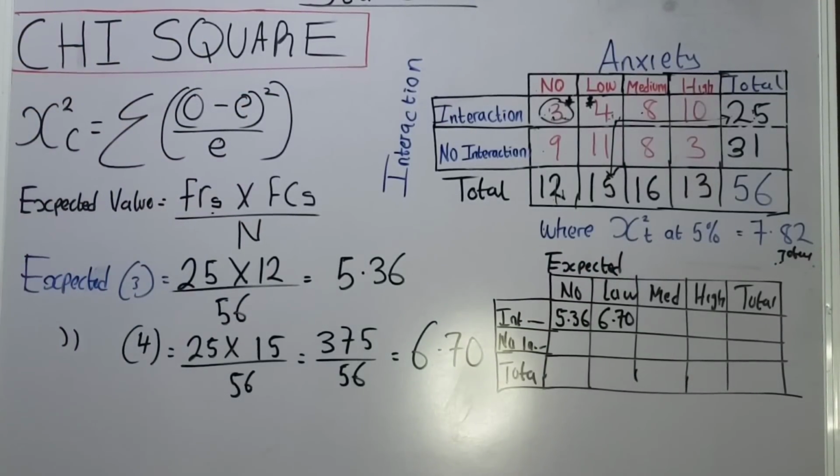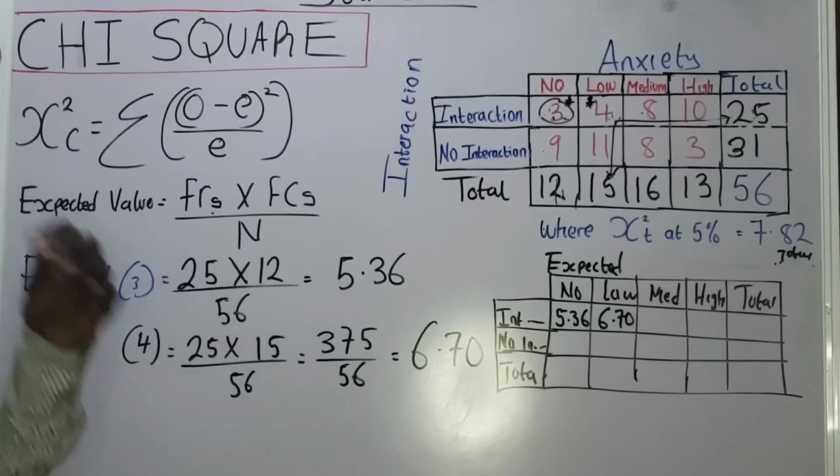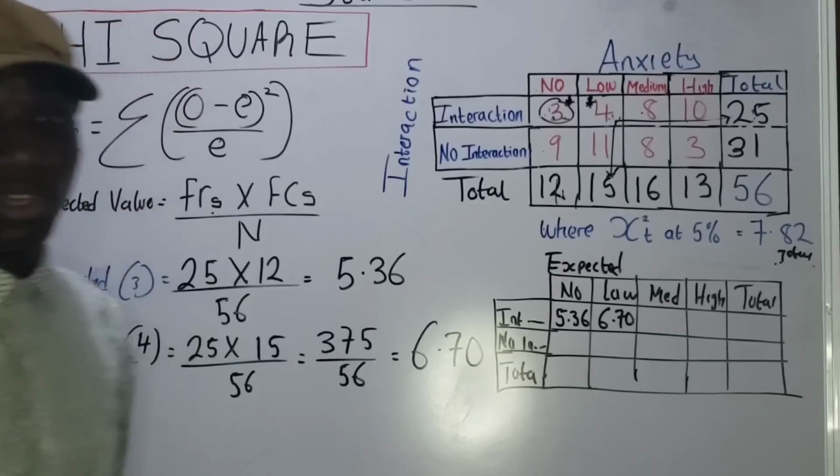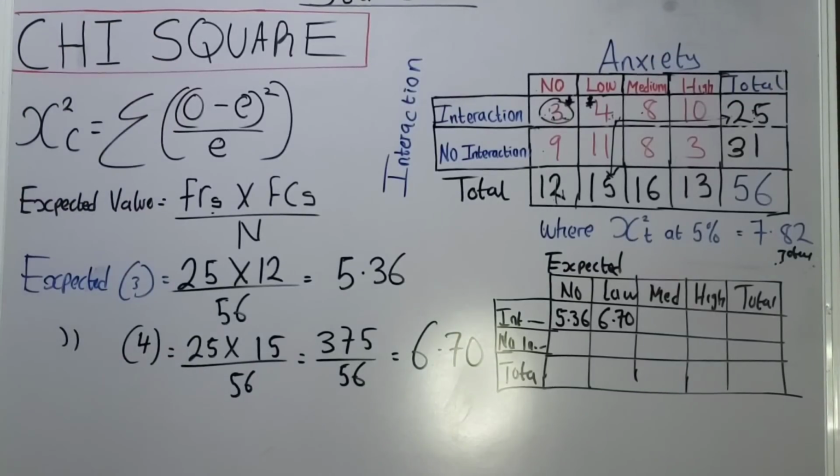So you can do the same for 8, 10, 9, 11, 8, 3. You can do the same. You're still going to arrive at some answer. Well, I'm going to do some, but I'm not going to do everything, so as to save time.